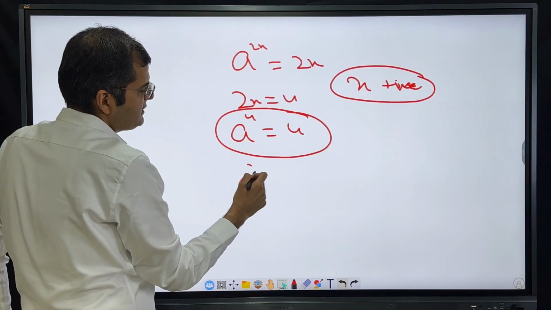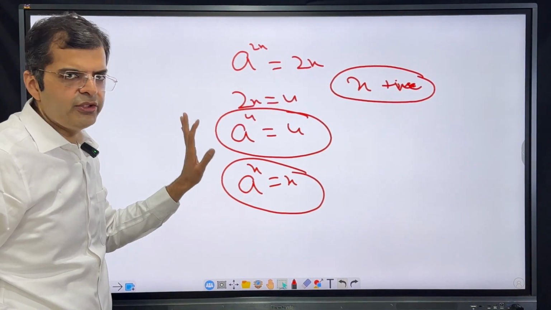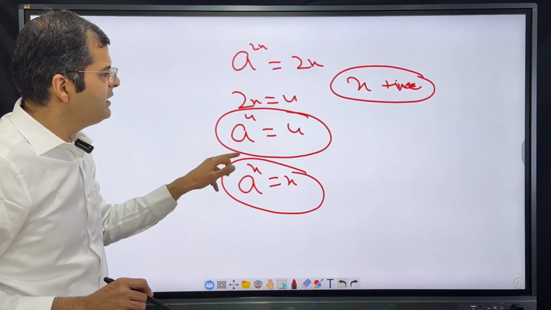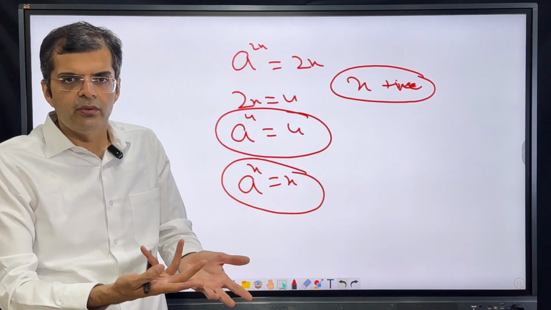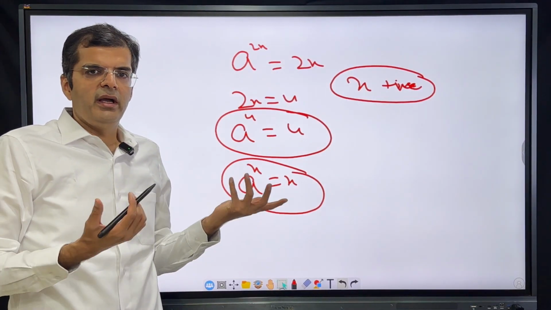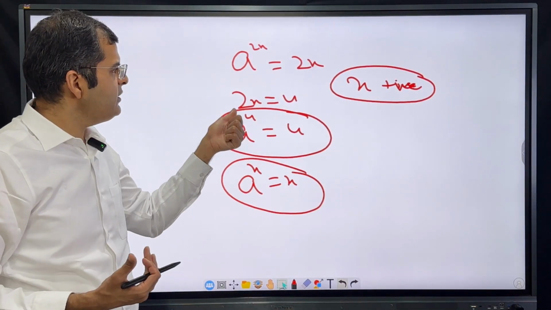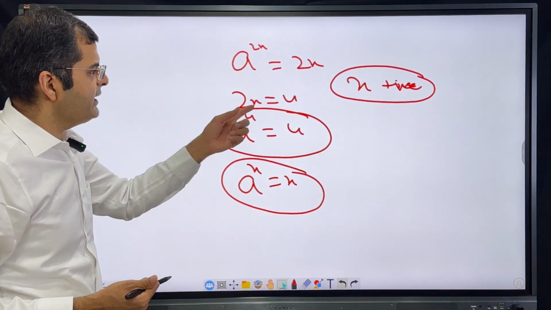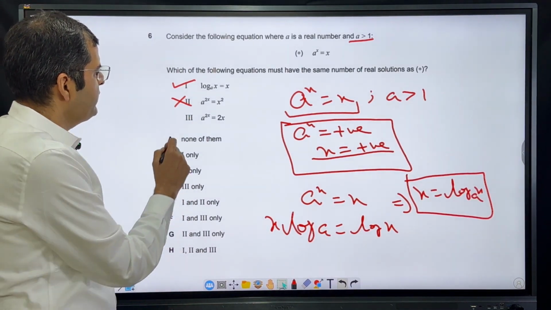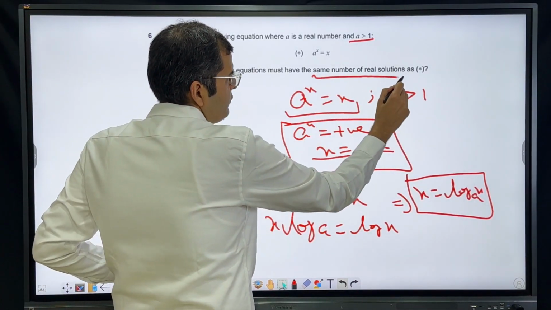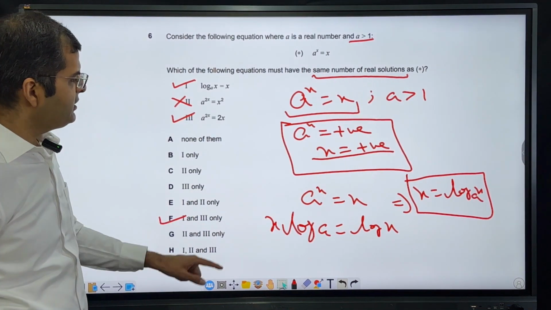A raised to u equal to u has the same number of solutions as a raised to x equal to x. The values might differ because 2x is u, but the number of solutions is the same because they are essentially of the same form. The type of graph that it creates will be the same on both sides. Also, since u is equal to 2x and x is positive, u is also positive, so none of them goes on the negative side. So this also gives me the same number of real solutions. So 1 and 3 is the answer. Answer option F, saying 1 and 3 only, is the correct answer.